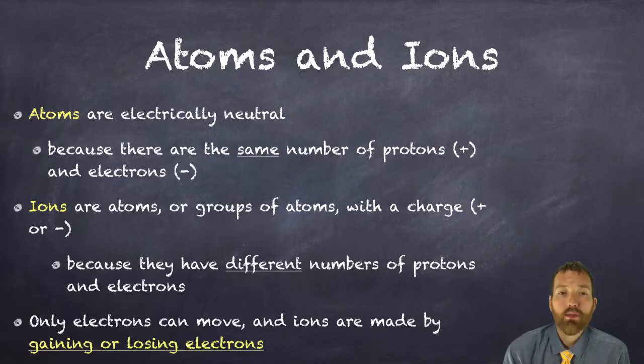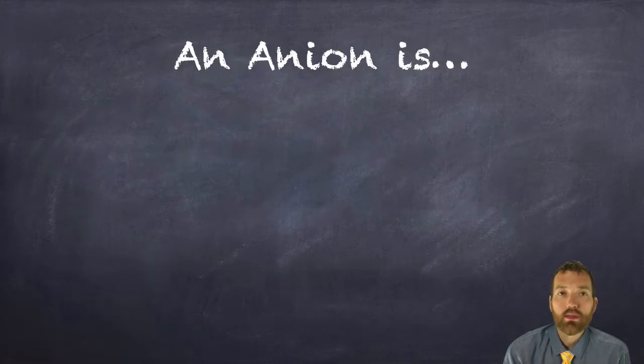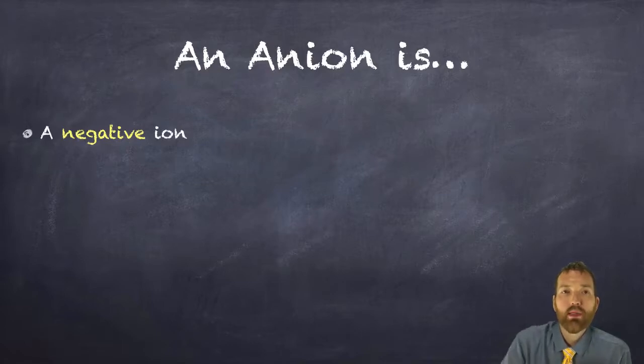Only electrons can move, and ions are made by the gaining or losing of electrons. So the charges an ion has are due to the extra electrons it either gained or the electrons that it lost. There's two types of ions. An anion is a negative ion. So the way we're going to remember this is how you spell anion, A-N-I-O-N. A negative ion is an anion.